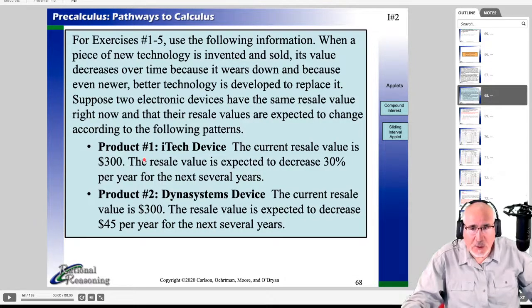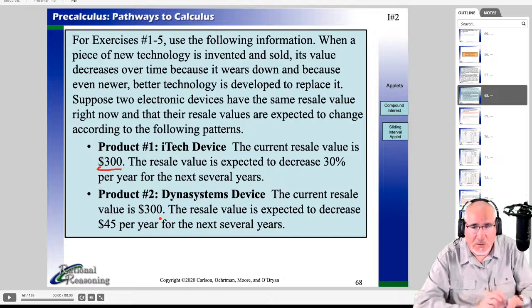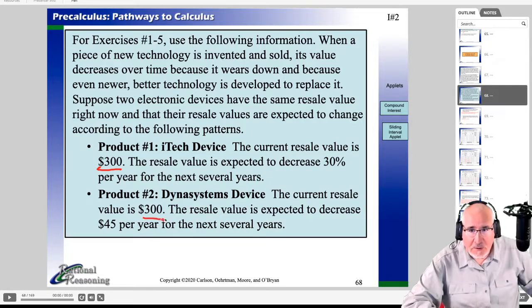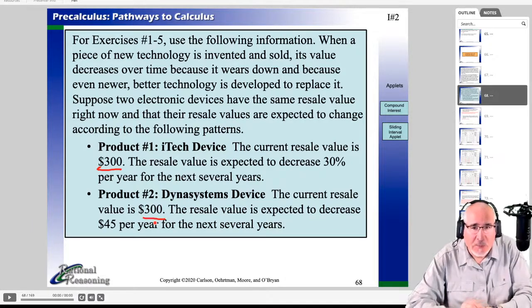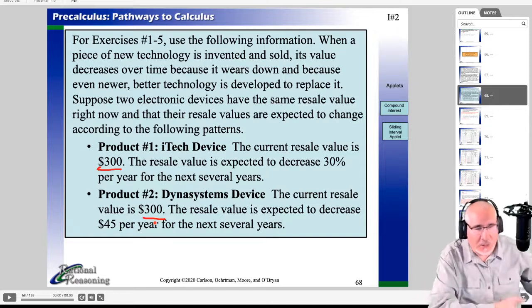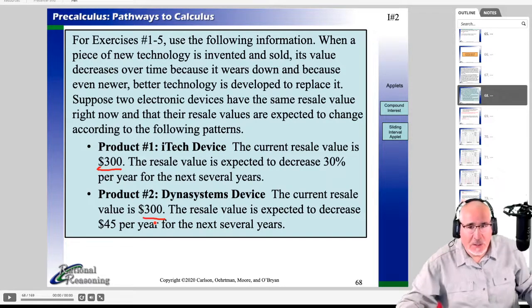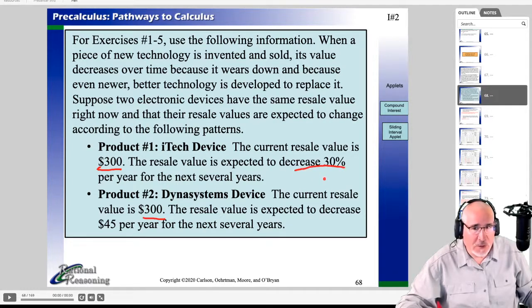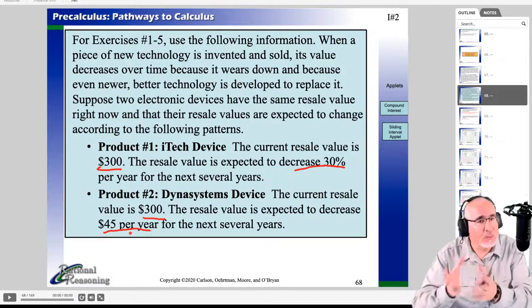So what I'm going to do is just highlight a few things. We've got two products. Both of them are selling for $300. There's an iTech device and a Dana Systems device. Each are selling for $300. But what happens is there's a difference in how their value decreases. The iTech device will decrease by 30% each year, whereas the Dana Systems device will decrease by $45 per year. So that's a set amount versus a percent amount.